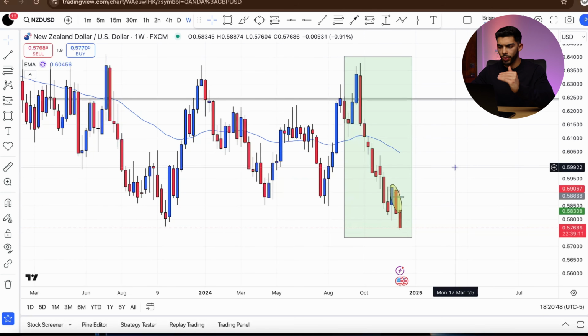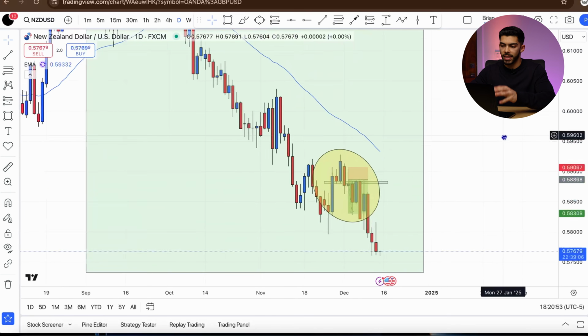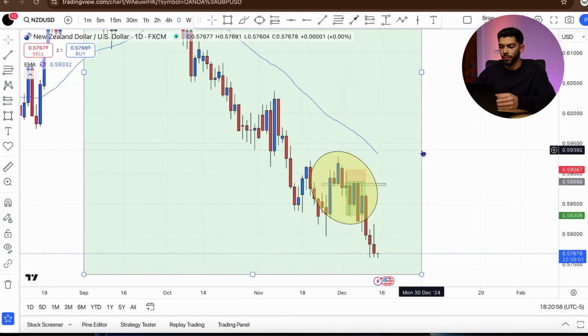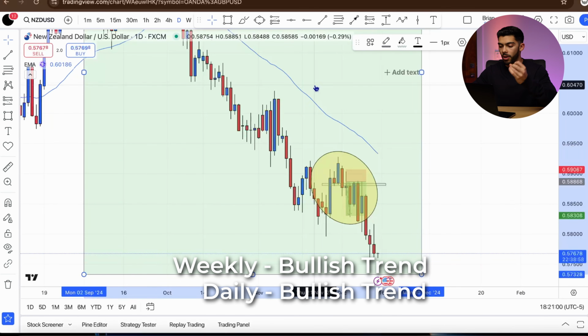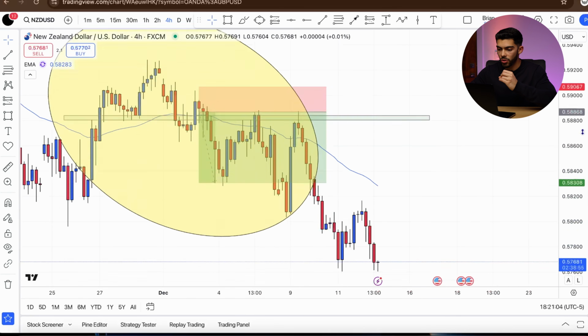Price is well below the weekly moving average. Then when we go into the daily time frame, it's very obvious that the daily time frame is also going to be bearish. So now we've established the trend for the weekly and the daily. Of course, as we go into the 4-hour time frame, chances are the market's also going to be bearish.